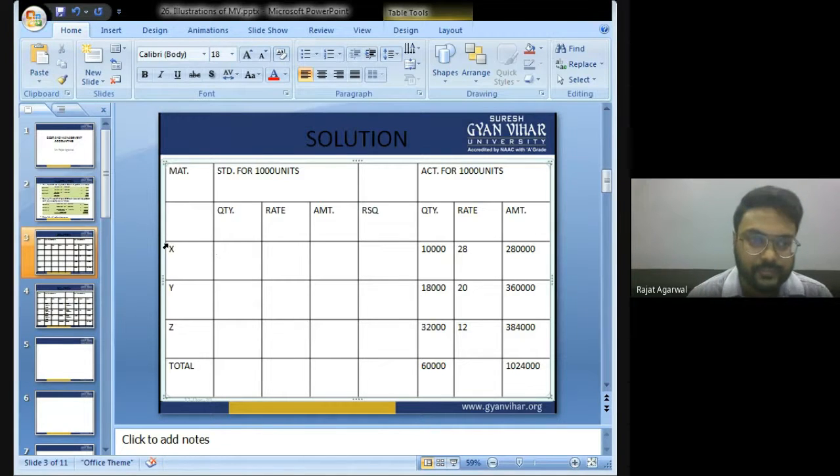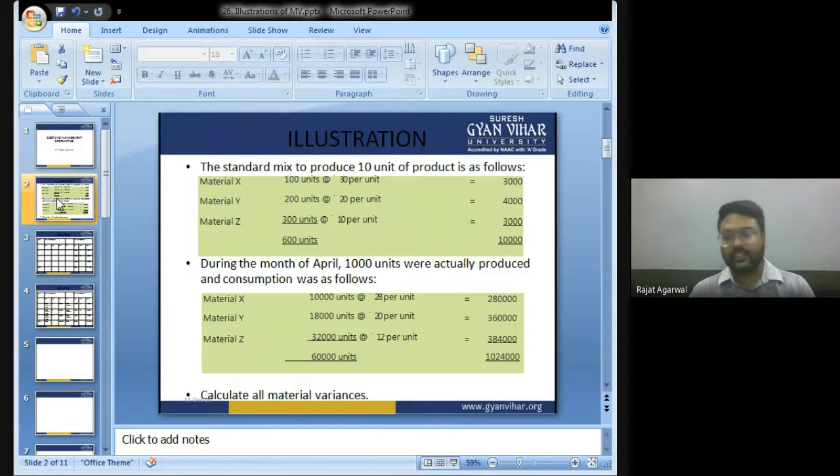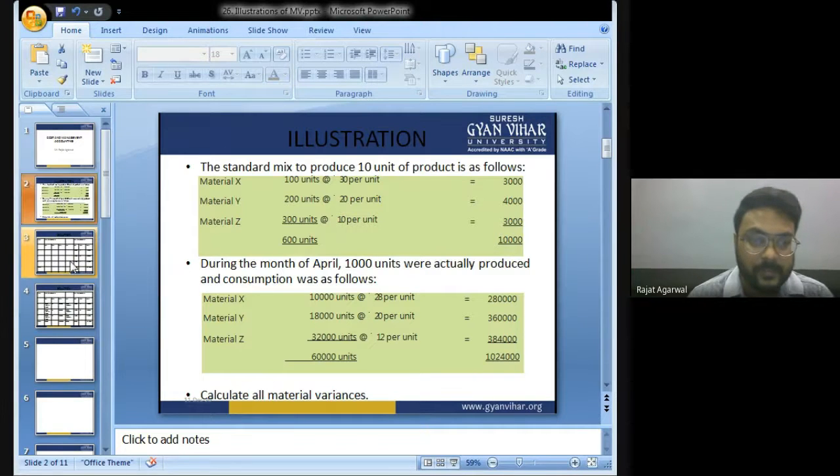Now, standard quantity. It is saying that to produce 10 units of finished product, we require 100 units of material X. It means 10 units of X are required for one finished product. Then how many units of X will be required for 1,000 units of actual finished product? Let us see.